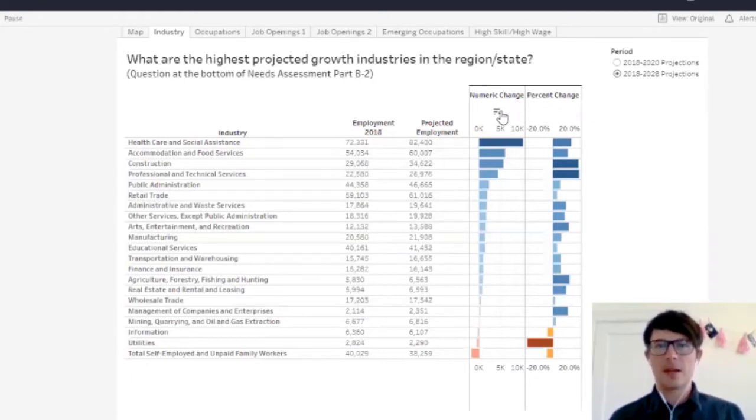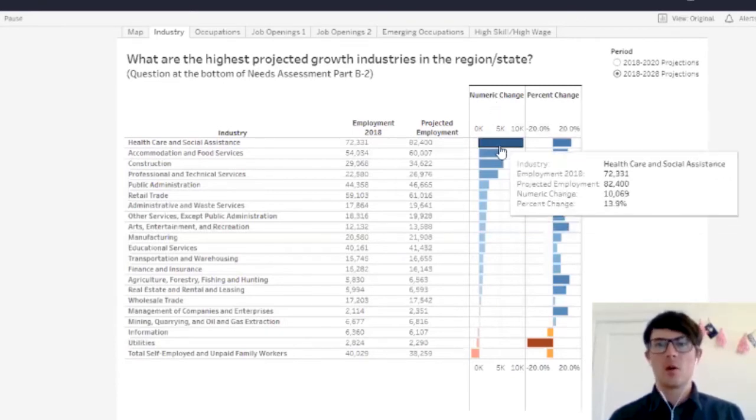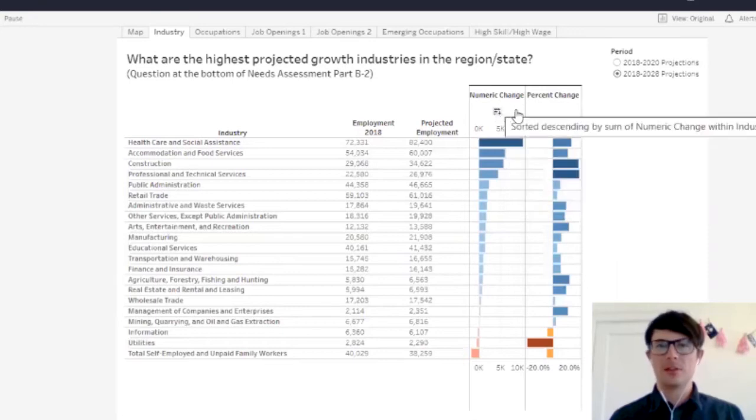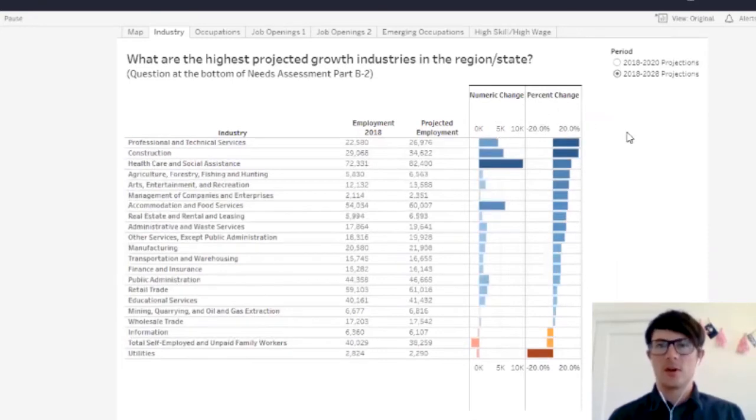This table is automatically sorted by numeric change so that you can see which industries are growing the most in absolute terms. You can also sort by percent change to see which industries are growing fastest relative to where they were in 2018.